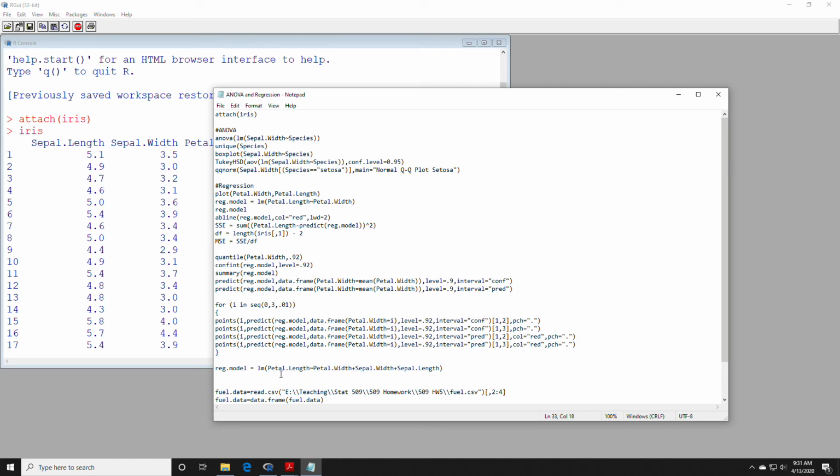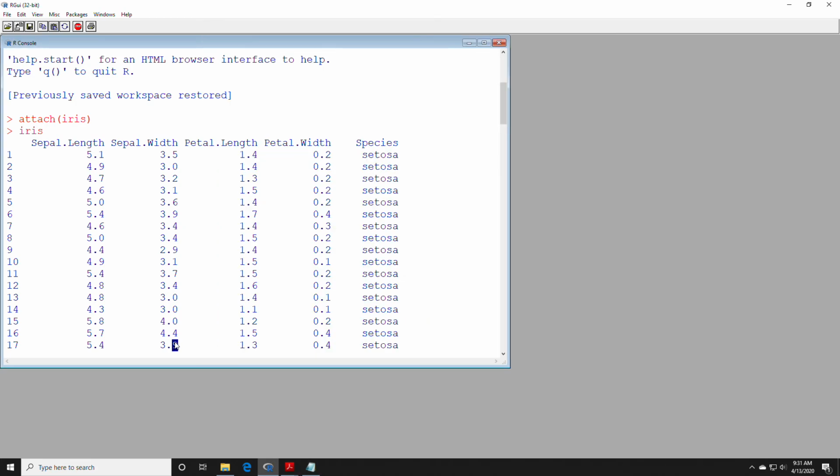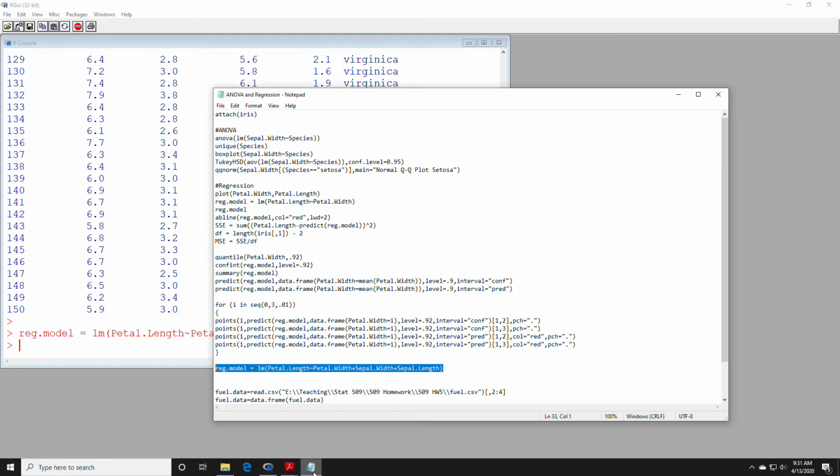So you put it in this exact form. Again, I'll just call it reg.model, linear model. You put your y variable here first, you put a tilde, and then you put your x variables just like you did before. And when you have multiple ones, you just separate them by plus sign. Petal width plus sepal width plus sepal length. And doing that, now we can do all of the same stuff that we did before.